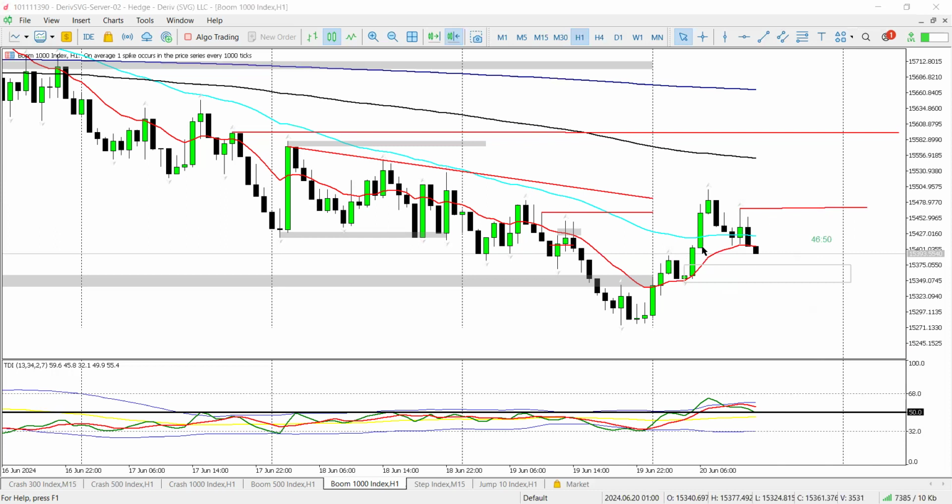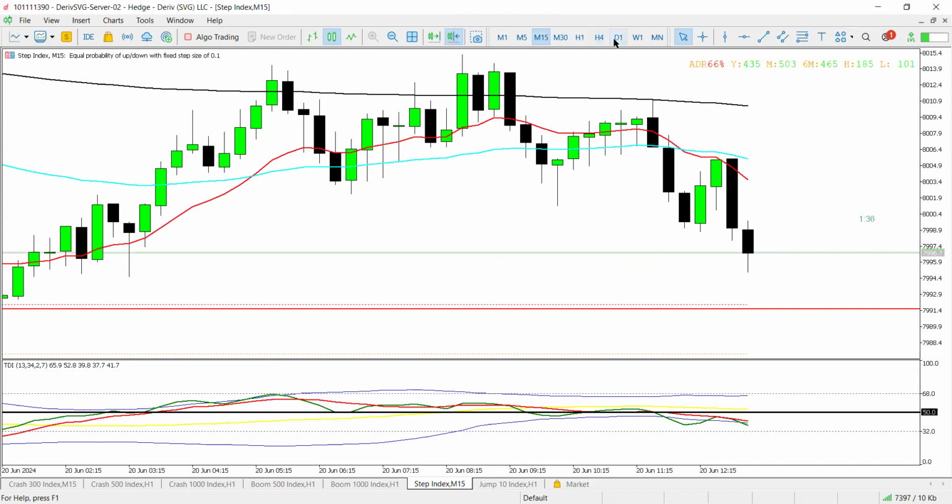So I'd say this one, let's exercise extreme patience with it, and we're going to leave it on H1, and we're just going to be stalking. If we do get a confirmation, then we'll execute. No confirmation, no trade. Then step index.